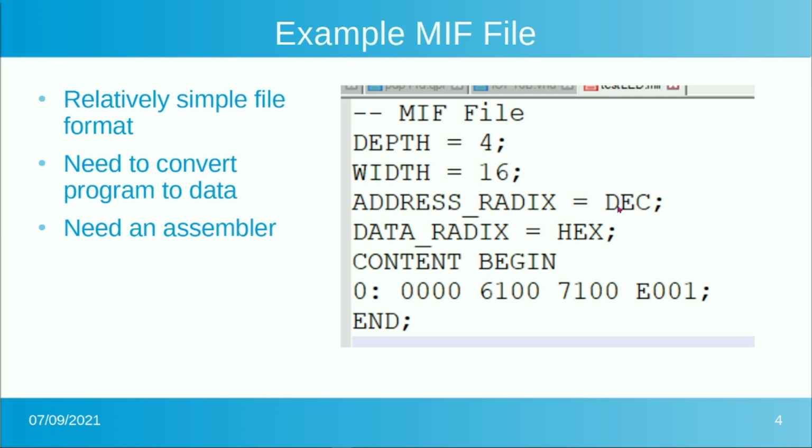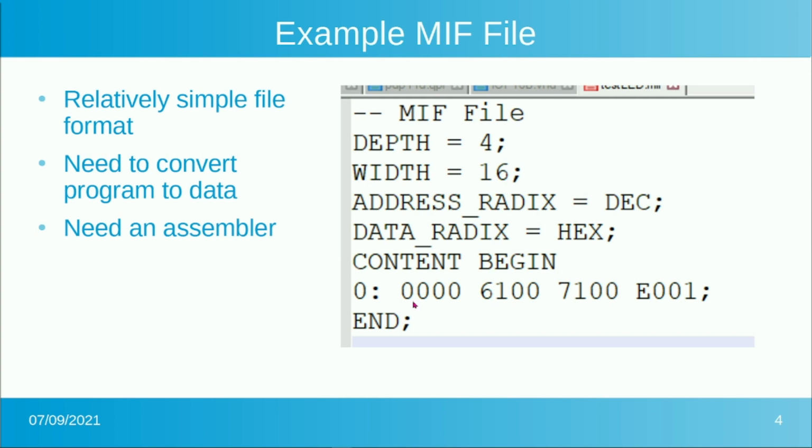The address radix, well, we're just going to count in decimal because it's a lot easier to correlate what you see in the MIF file to what you had in your source file. The data radix is hex, so these are all hex numbers. You can see there's a hexadecimal digit there. And there's a content begin and end statement. Again, very much VHDL looking, with semicolons at the end of each of the lines. And the format here is the address 0, colon, and then the 4 data values.